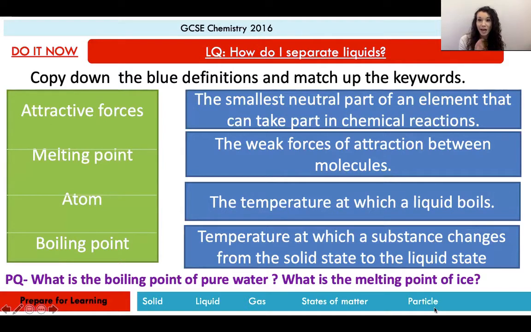And the do it now for this lesson is a little bit of revision of what we looked at last lesson, so states of matter, and a little bit of revision of what you would have looked at earlier on in Key Stage 3. Okay, so what I'd like you to do, please, is copy down these definitions in blue and match them up to the correct keyword, please. So pause the video now and take a few minutes to do that.